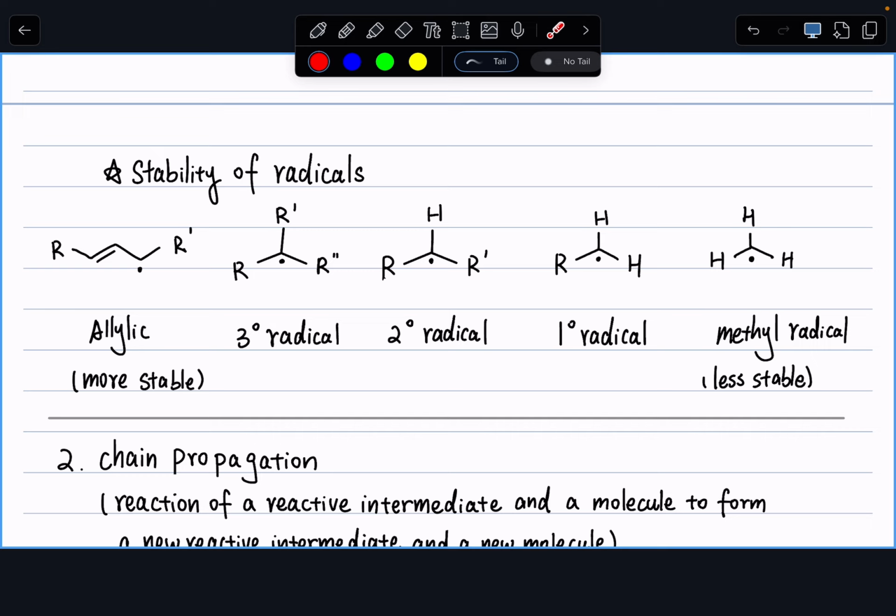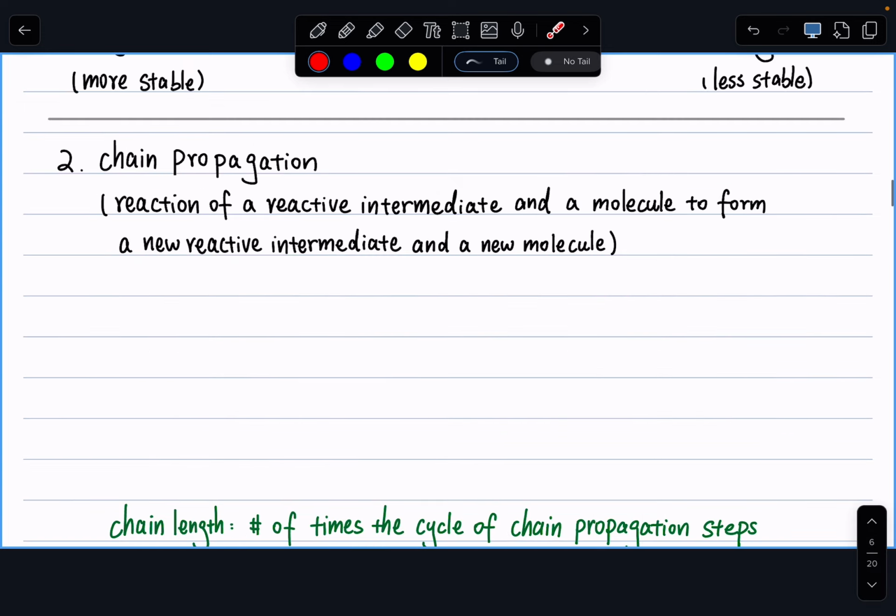So first step, initiation. Generating the radical initiator by homolytic cleavage of a weak chlorine-chlorine bond. What about the next step? And now we have a chlorine-centered radical. What we're saying is the next step, the chain propagation, is the reaction of a reactive intermediate and a molecule to form a new reactive intermediate and a new molecule. What does that mean? So here, my reactive intermediate is my Cl dot. And here, my molecule will be my propane.